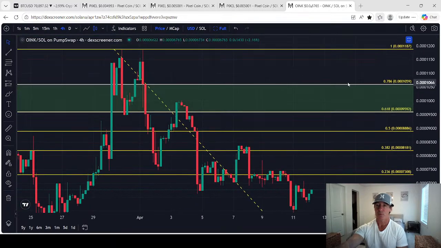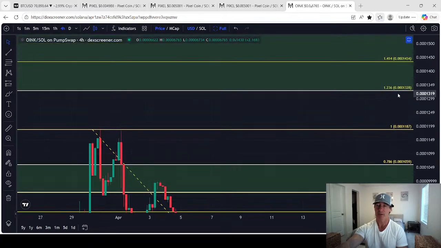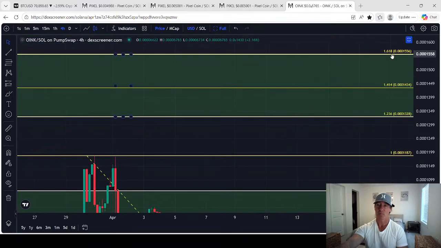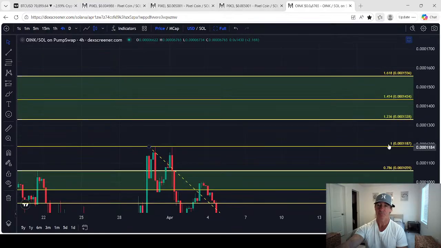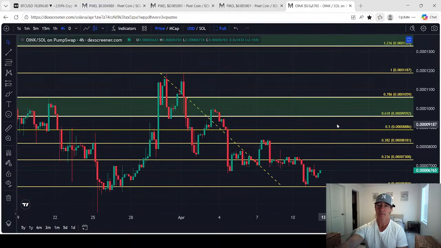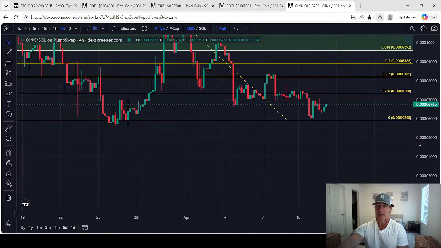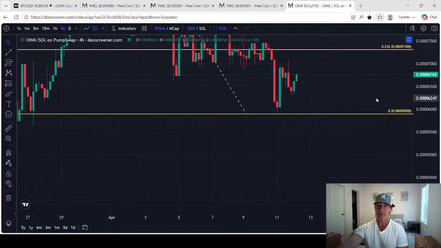So we get through the 0.786 at 0.001059 and the 618 at 0.0009592. We'll be heading up to 1.236 between the 1.236 at 0.0001328 and then 1.618 0.301556. And so we're getting a nice little bounce.